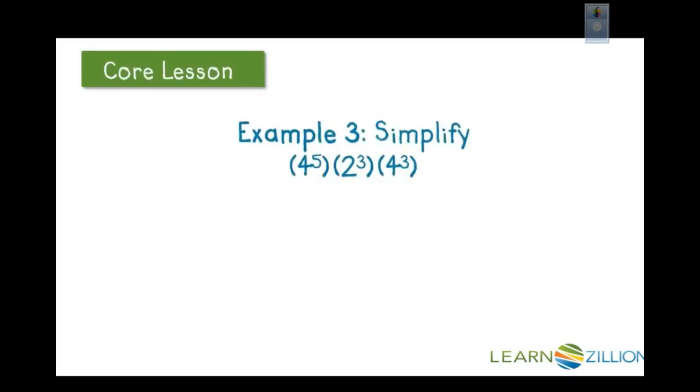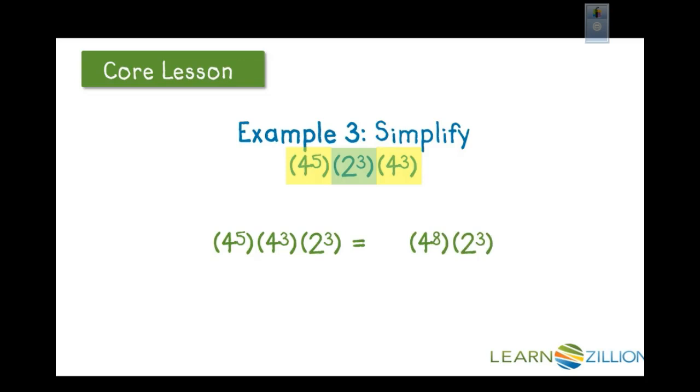Be careful with this last example. Notice that 2 of the 3 bases are the same, they're 4, but the third base is a 2. So we can use the commutative property to reorder the problem so that the two similar bases are right next to each other. We now see that we'll add the exponents on the 4's and get 4 to the 8th, but 2 to the third has to stay separate because it has a different base. So this is our final answer.